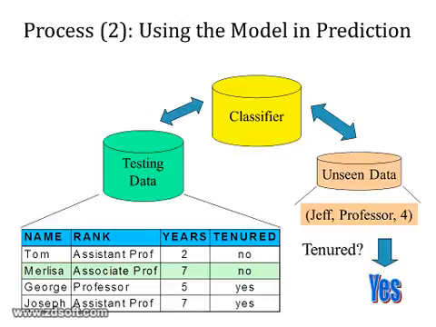Now let us pass an unseen data to our classifier. A person named Jeff with the rank of professor and 4 years of experience is now our input to the classifier model. Our classifier model is clearly trained that when a person is a professor, then he must be definitely labeled as tenured. Thus, the output is tenured. This record is labeled as tenured.